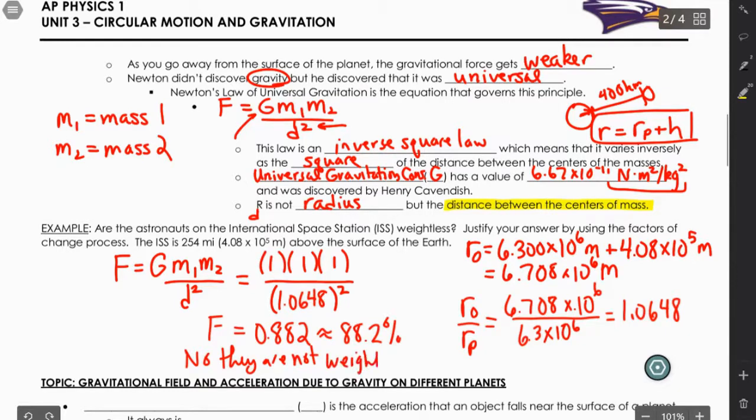Okay, that's one thing you need to also note here. This is in relation to the Earth. If they were weightless, this would have worked out to be 0. Okay, and so now again, we're building up to our circular motion. But again, this unit talks about gravitation. So we have a couple more topics to do with gravitation, and then we'll get into our circular motion or centripetal force acceleration.